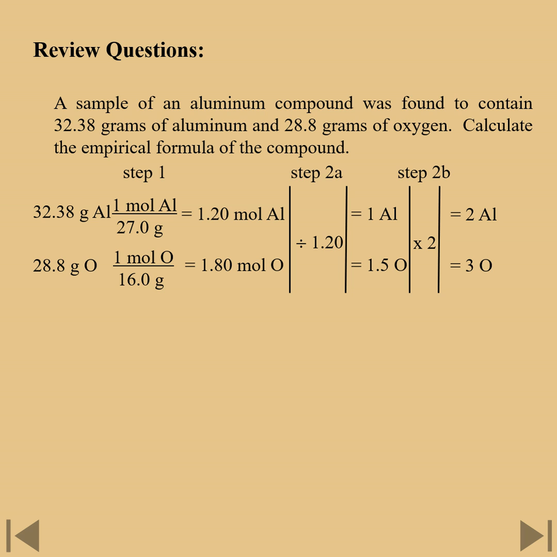And at this point, this is the atom ratio in the compound. In other words, this is our formula. Al2O3, 2 aluminums and 3 oxygens. So again, those numbers of moles are the subscripts in the chemical formula.